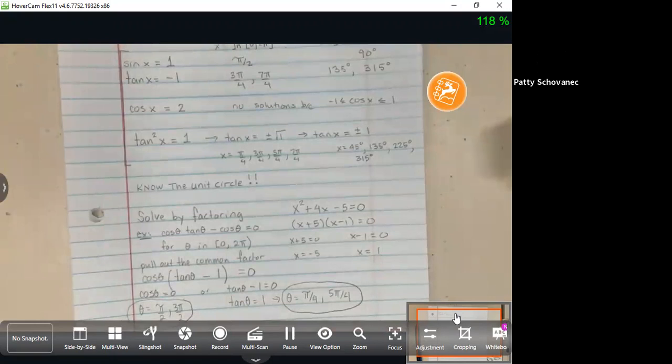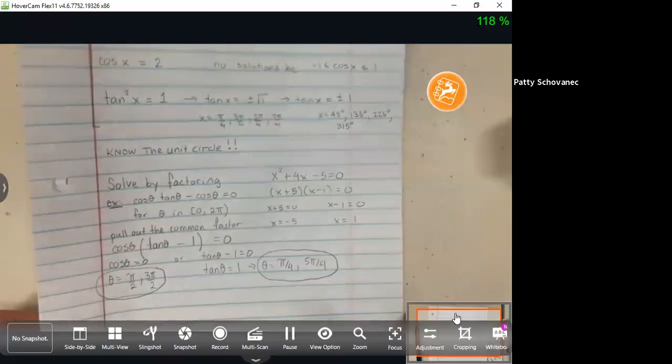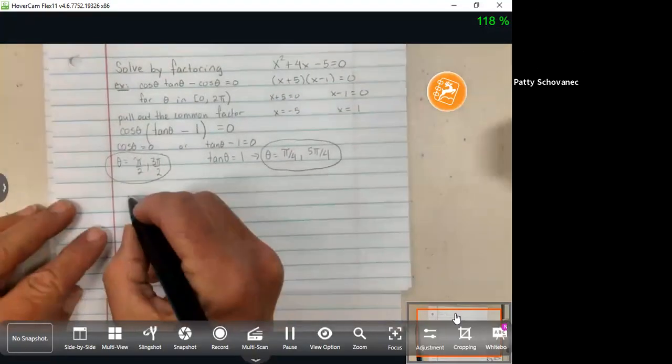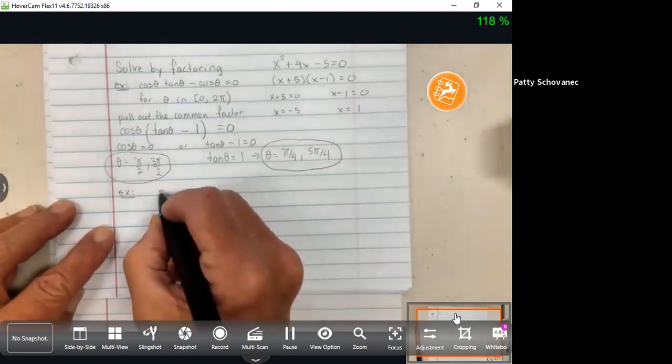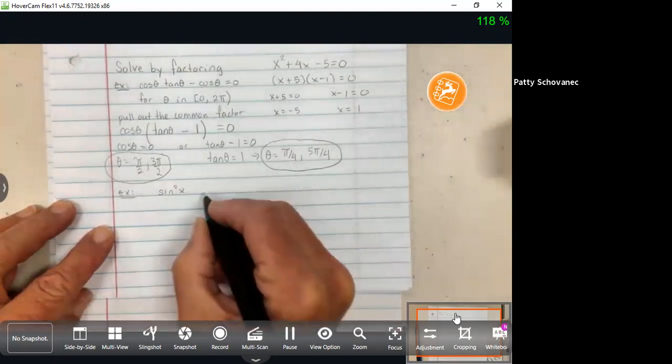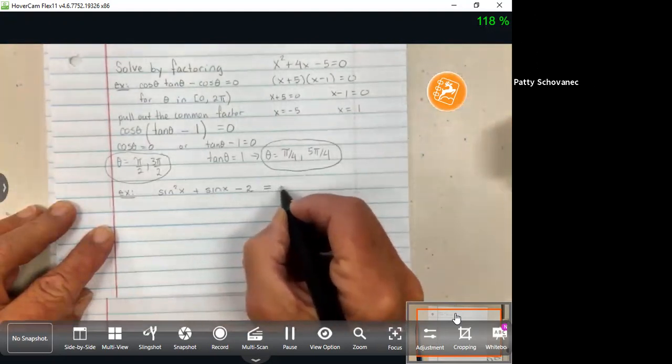One of our steps in factoring is to pull out the greatest common factor. All right, another factoring step is to try to factor it as you would a polynomial. So suppose I want to solve the equation sine squared of x plus the sine of x minus 2 is equal to 0.